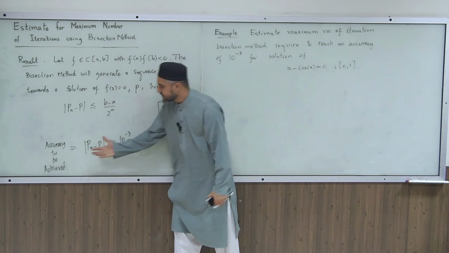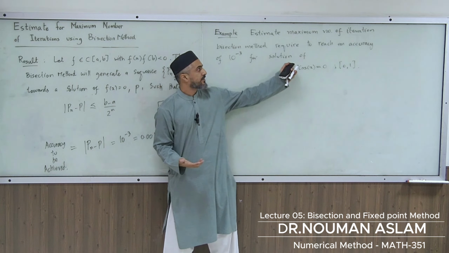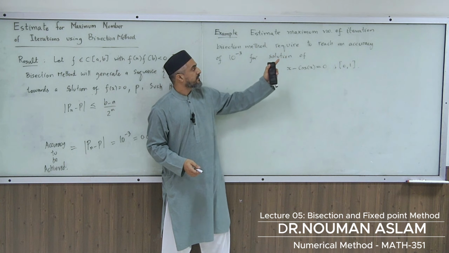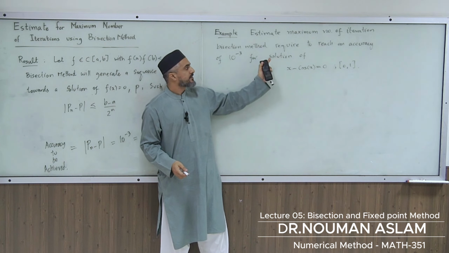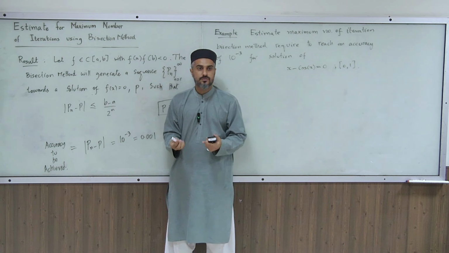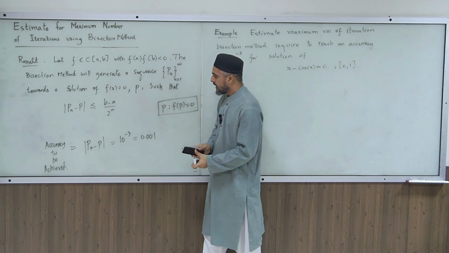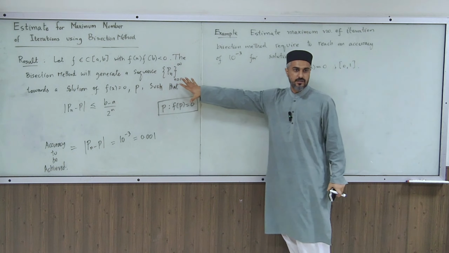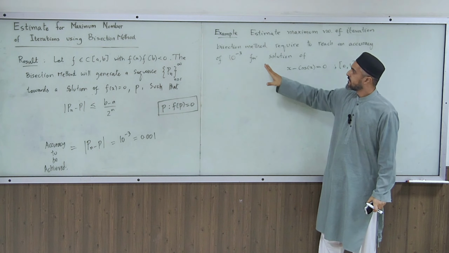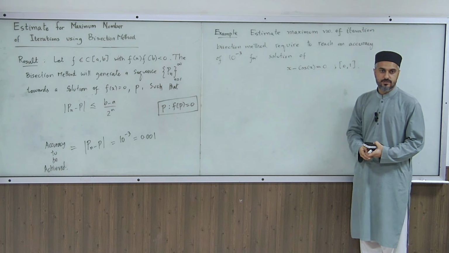So in a problem over there, if you read the statement, it says estimate the maximum number of iterations the bisection method requires to reach an accuracy of this, because in every question you will be asked to reach an accuracy of a certain level. So let's use this result to estimate the number of iterations the bisection method requires to reach an accuracy of 10 to the power minus 3.